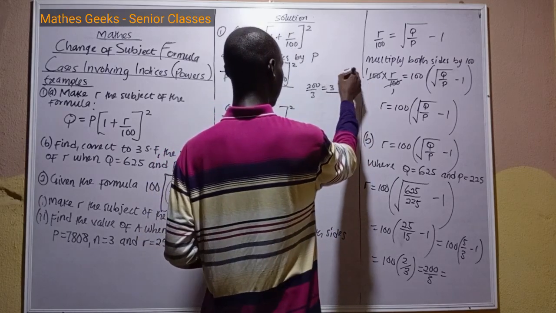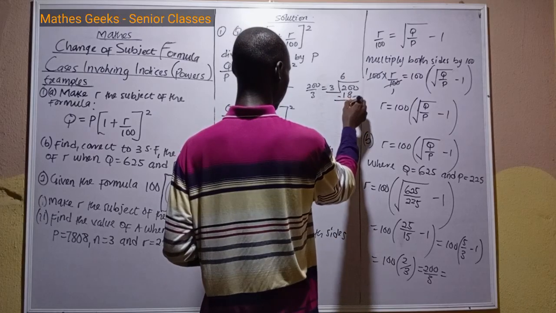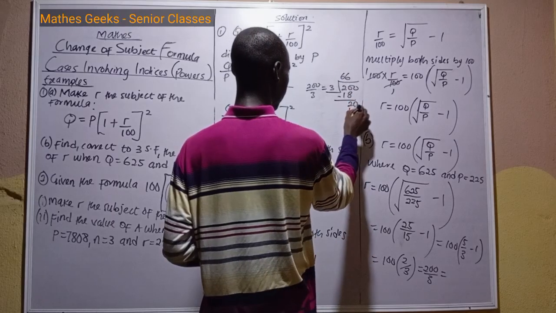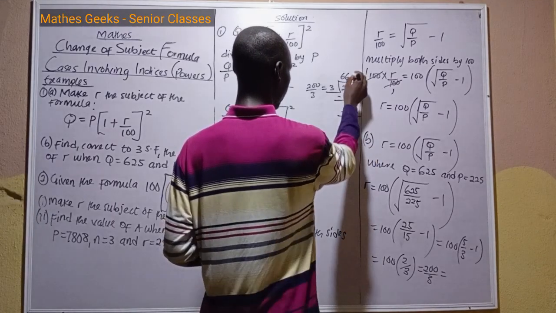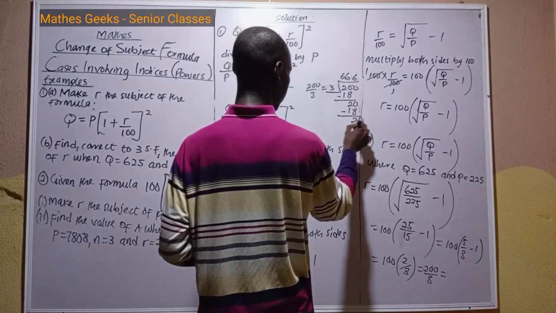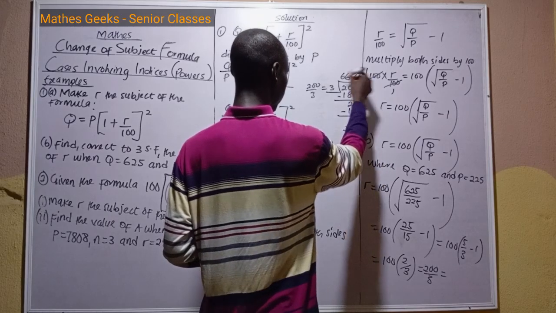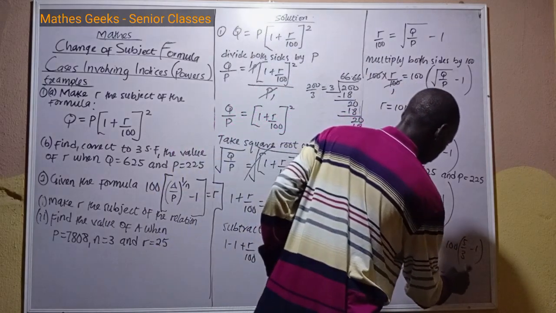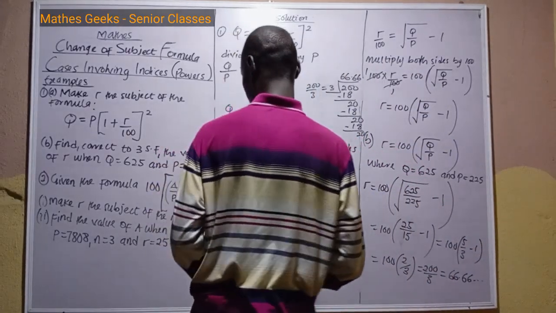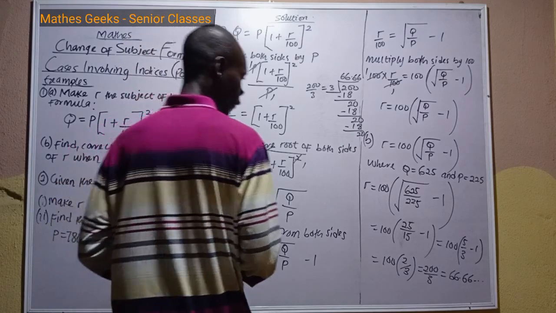So 200 over 3 is equal to, by long division: 3 into 20 is 6. 6 times 3 is 18. 20 minus 18 is 2. 3 into 20 is 6 again. 6 times 3 is 18. It will go on. So the answer is 66.66 continuously.